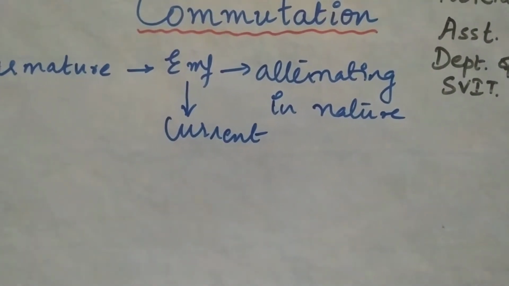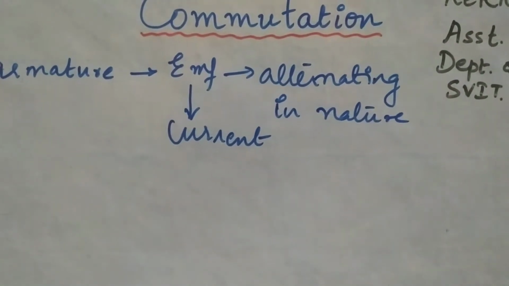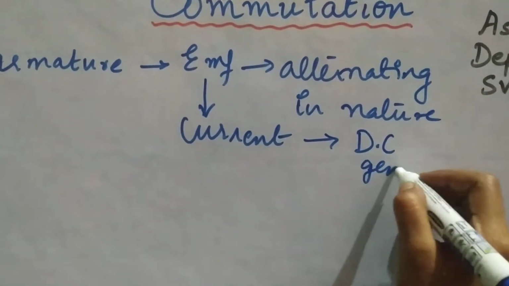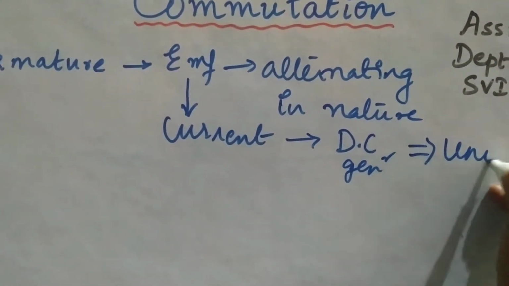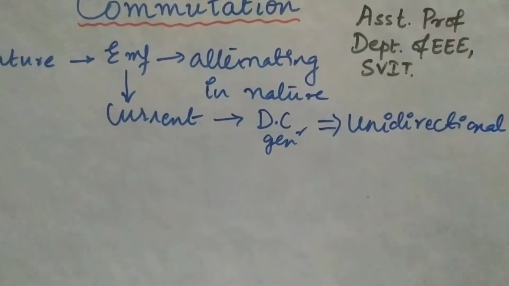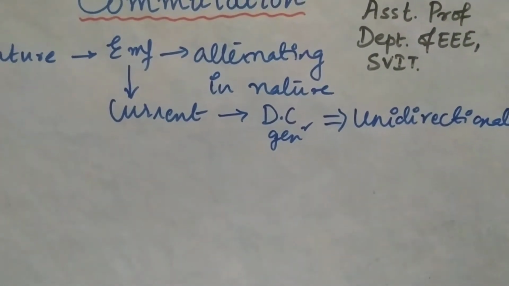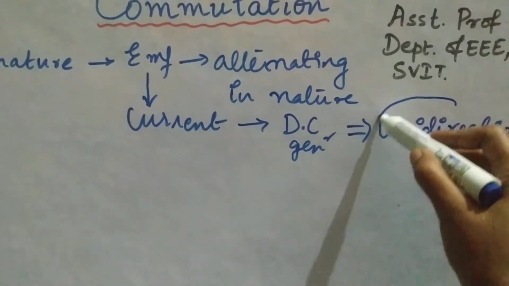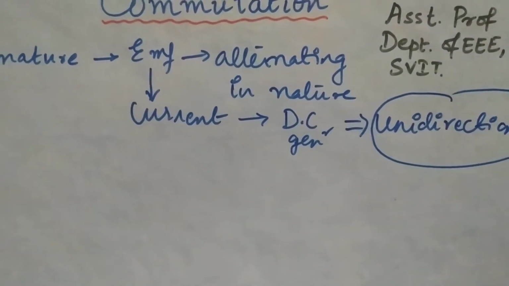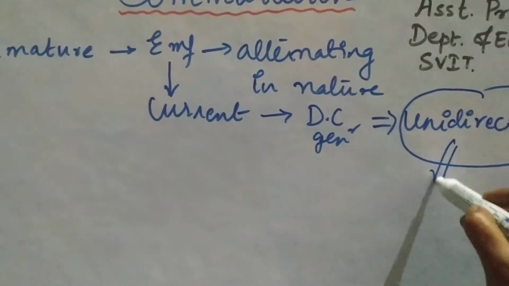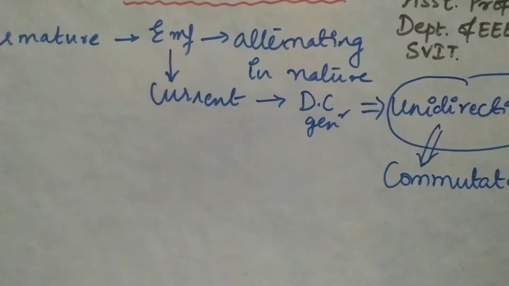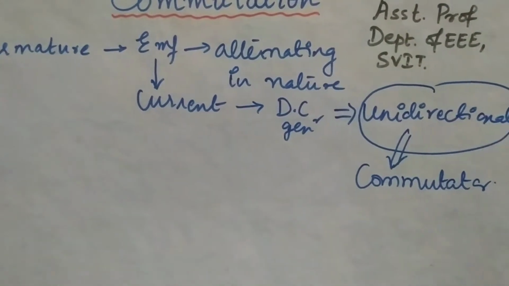But the flow of current in a DC generator must be unidirectional. So how can you achieve this unidirectional current? It can be achieved by making use of a commutator.